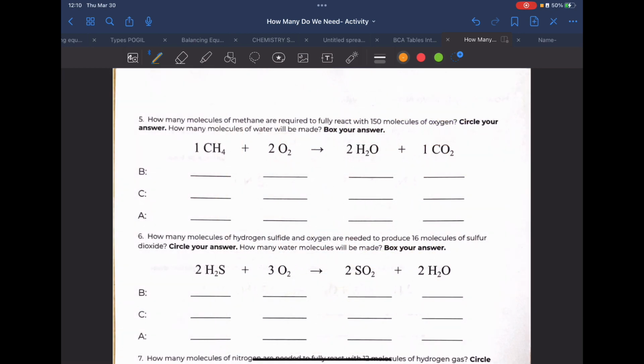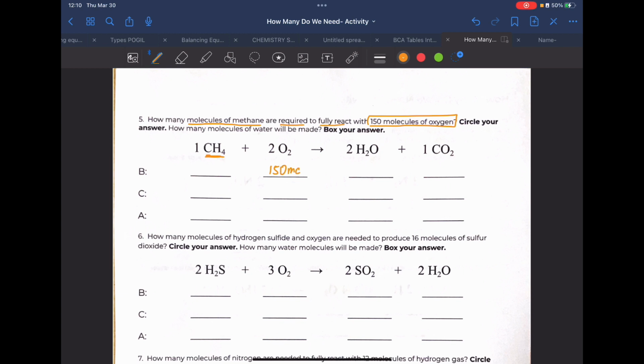All right, so number 5 here. Why don't you give this one a shot before I show you how it works out? You can pause the video here. All right, let's go. Here we want to know how many molecules of methane is required to fully react with 150 molecules of oxygen. So that's telling us how much oxygen we are starting with. So I'm going to put 150 molecules right there.